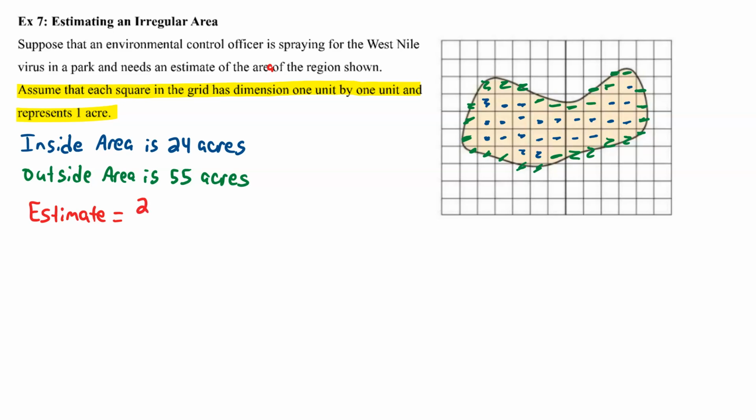So we're going to add the total number from the inside. We're going to add the outside, which is also still including the inner regions. And then we're going to divide that by 2 to take that into consideration. When we do that, we end up with an estimate of 39.5 acres. And so that would be our estimate of that irregular area.